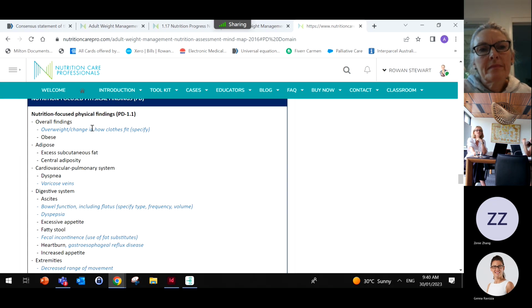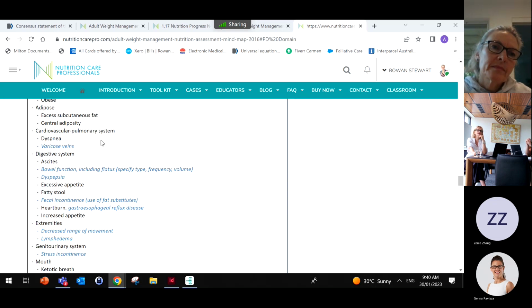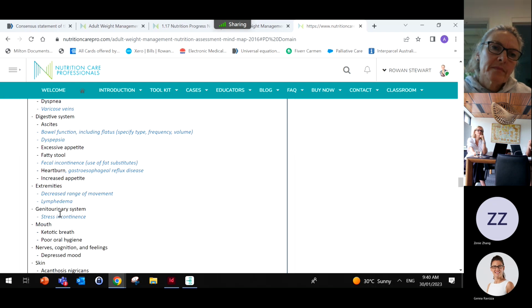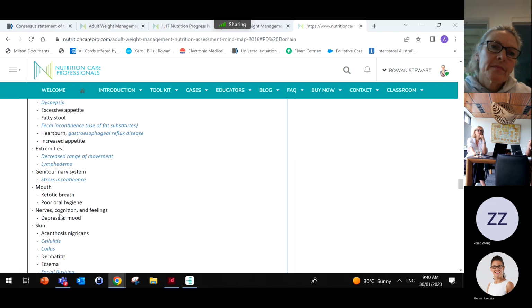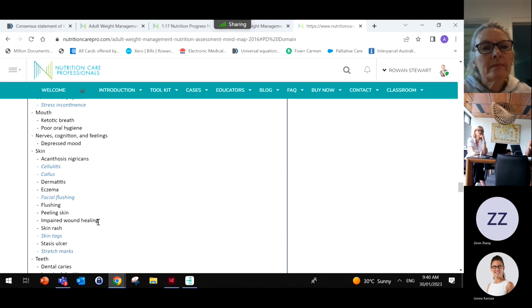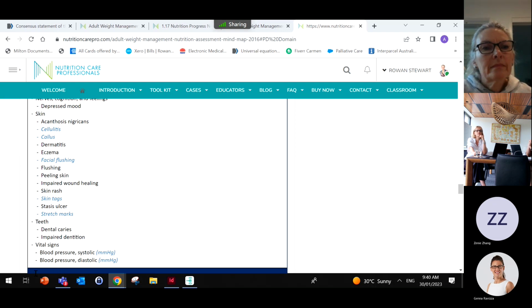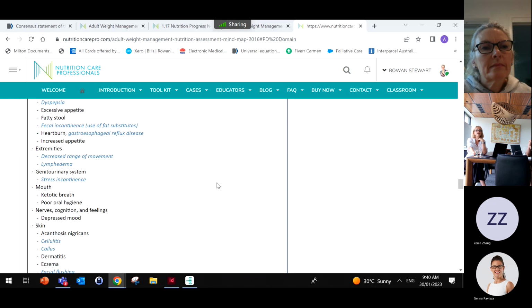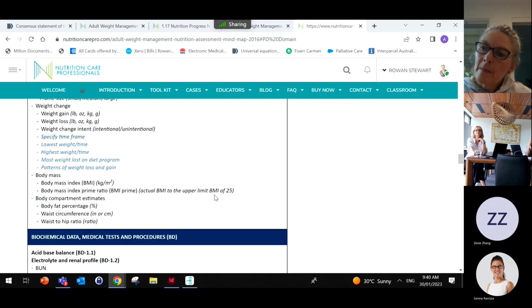So the first of these, this patient says to you, my clothes don't fit correctly. So this would be one. Excess subcutaneous fat is another. Central adiposity is another. What else has he got? Digestive system. He's not complaining of any of this, but certainly some patients would. Again, some patients would. So use this as a guide to what, and then the blood pressure, vital signs. Definitely pop that in nutrition focused physical findings. Use your mind map to guide you in your assessment of the patient.